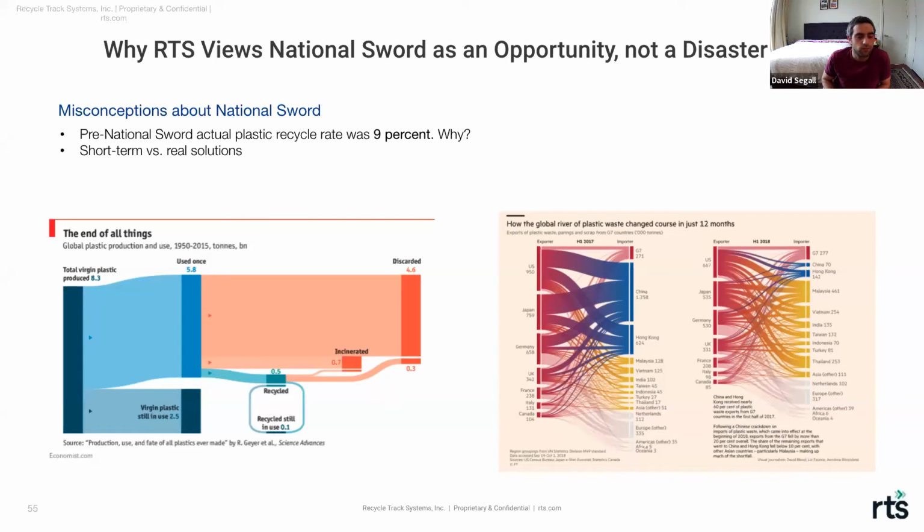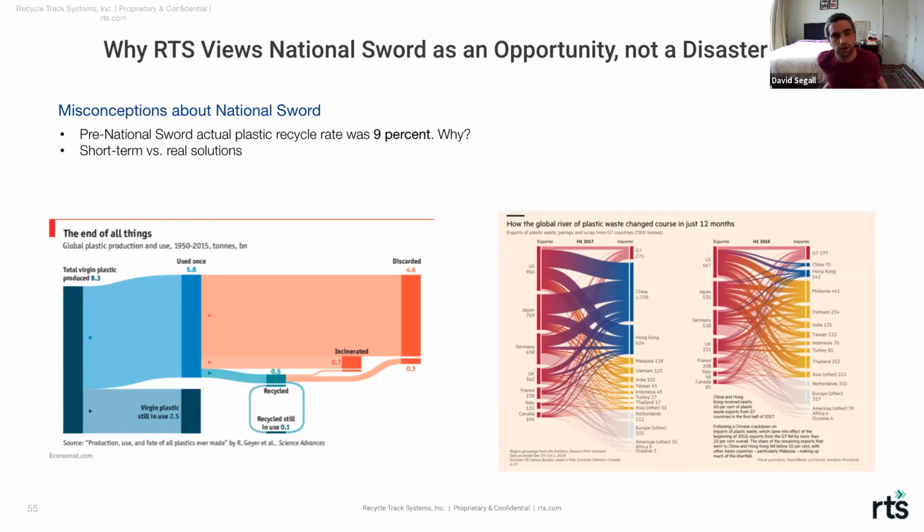You can see at each point along the way why it doesn't get recycled. And to mitigate some of the damage here, a lot of the virgin plastic from that aggregate period is actually still in use. So all is not lost. But when you look at the top blue slice, we're looking at what gets used once, discarded, incinerated, and what actually gets recycled.